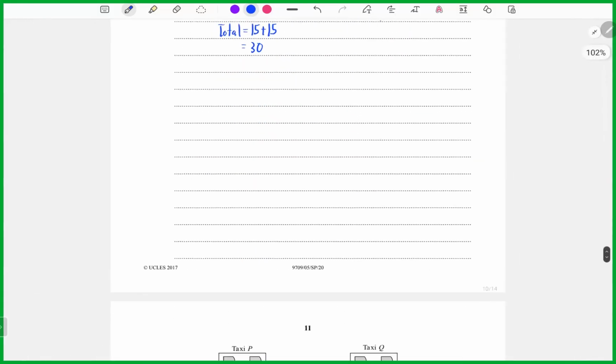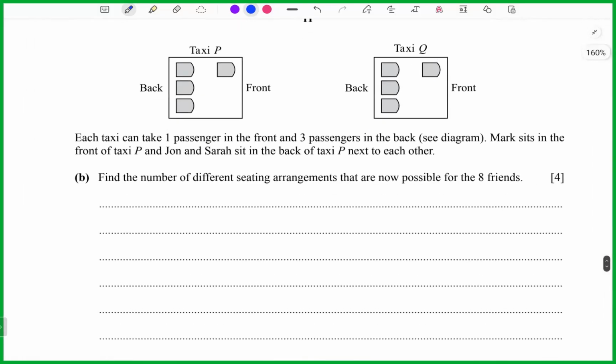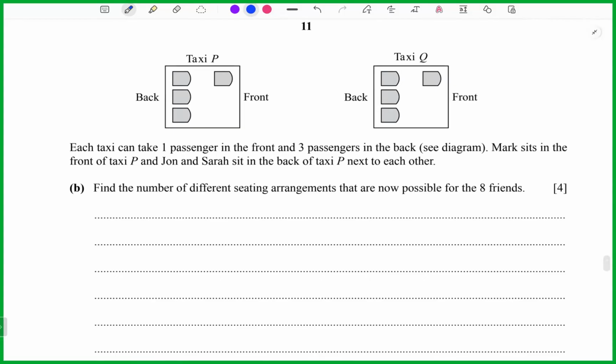Now we look at the next part. Each taxi can take 1 passenger in the front and 3 passengers in the back. See the diagram. Mark is in the front of taxi P. John and Sarah sit in the back of taxi P next to each other. It means John and Sarah will sit together. Find the number of different seating arrangements that are now possible for the 8 persons. Now you see the keyword: arrangement. It means you need to use permutations to calculate it.